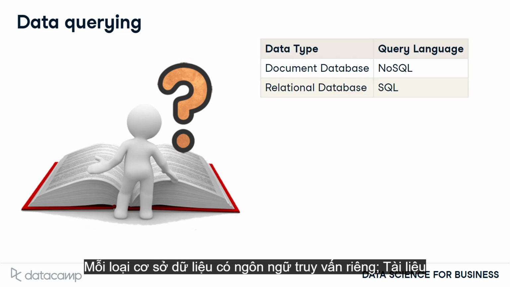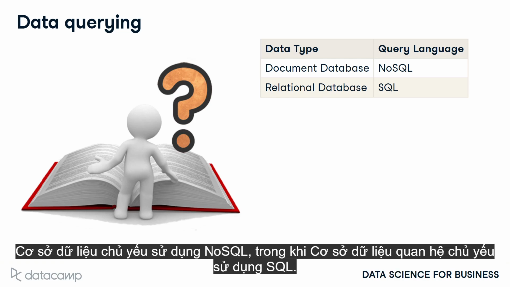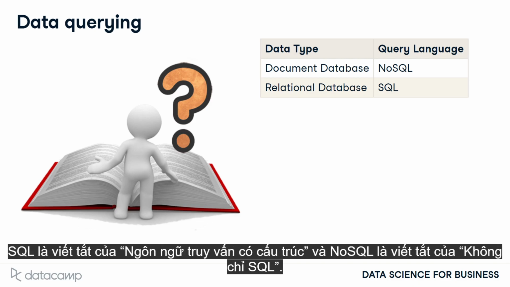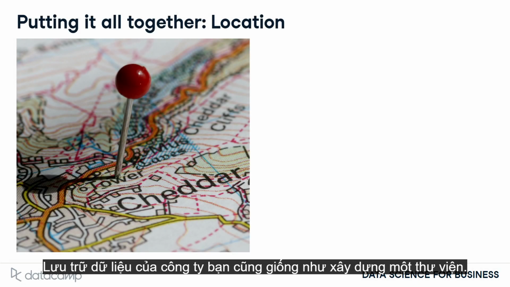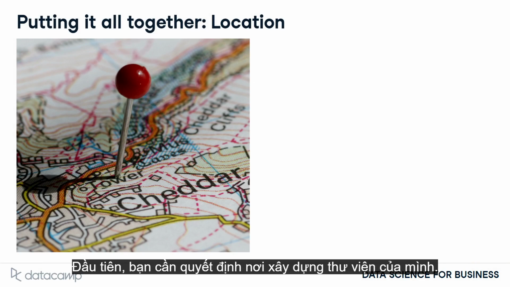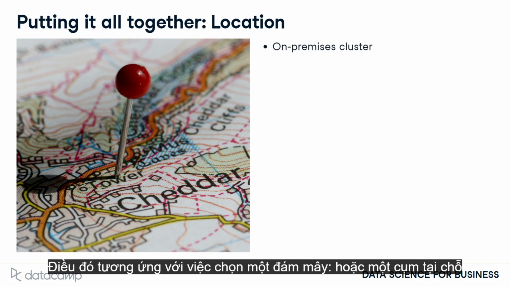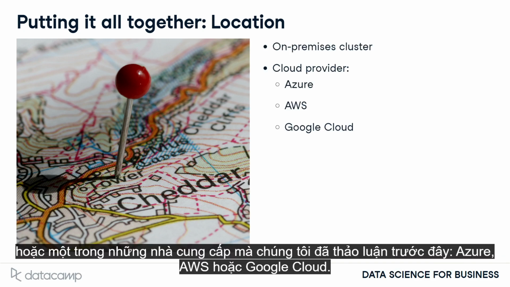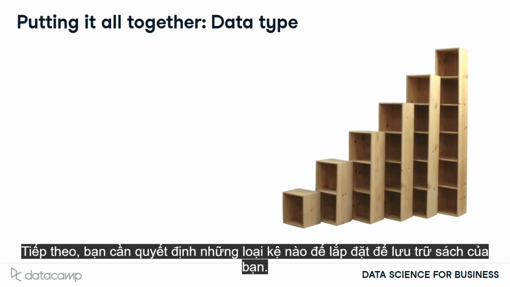Each type of database has its own query language. Document databases mainly use NoSQL, while relational databases mainly use SQL. SQL stands for Structured Query Language, and NoSQL stands for Not Only SQL. Storing your company's data is like building a library. First, you need to decide where to build your library. That corresponds to choosing a cloud, either an on-premises cluster or one of the providers we discussed before, Azure, AWS, or Google Cloud.